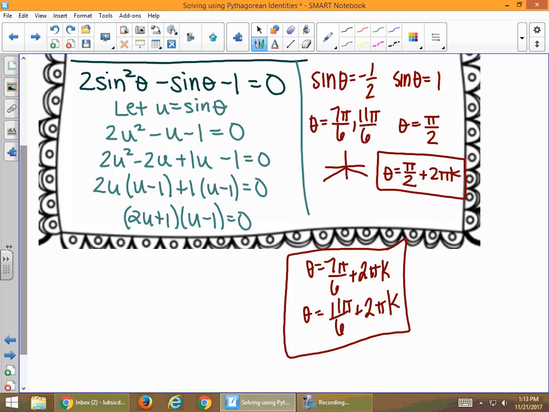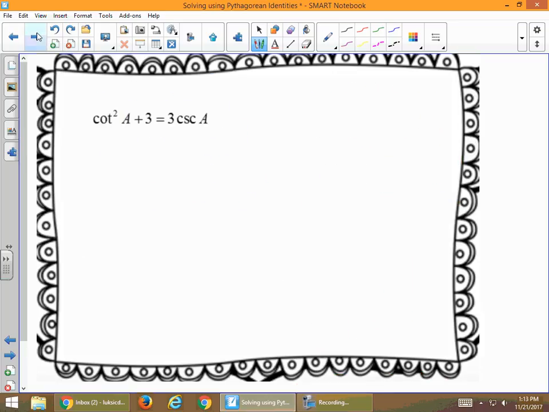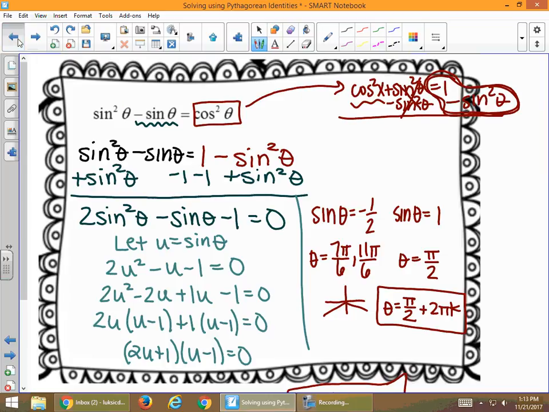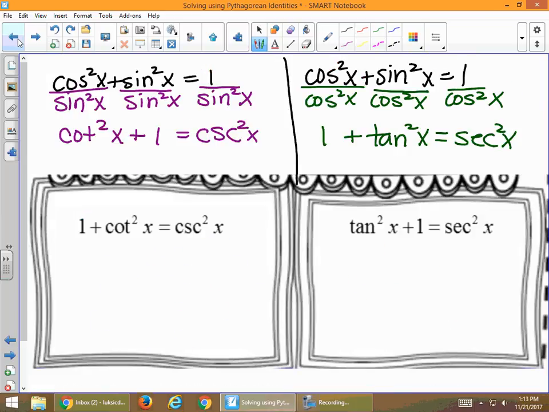All right, one more example for you today. Cotangent, and here A is our variable, cotangent squared plus 3 equals 3 cosecant. Again, cosecant, we could turn into 1 over sine, but let's not introduce fractions if we don't have to. So let's go back and look at cotangent squared and see what we can do with that. So the identity that puts cotangent squared and cosecant squared together is right here. 1 plus cotangent squared equals cosecant squared.